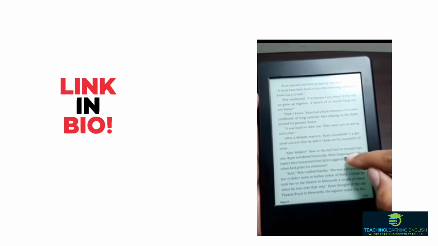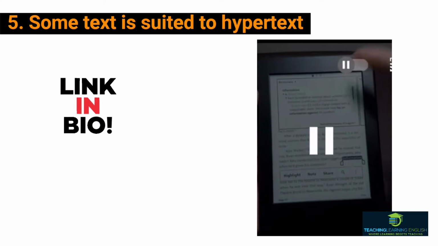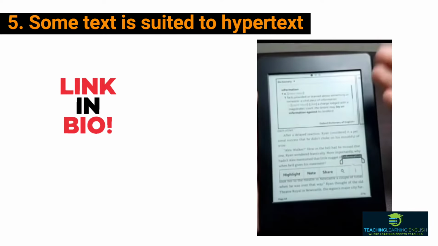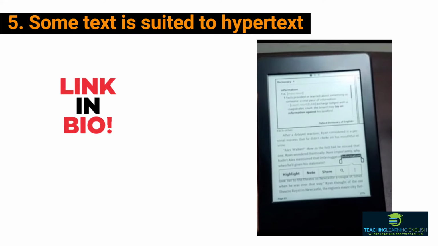The fifth one is some text is suited for hypertext. Some textual information is not easily presented in a linear form. Arguments and counter-arguments are easier to present in hypertext.